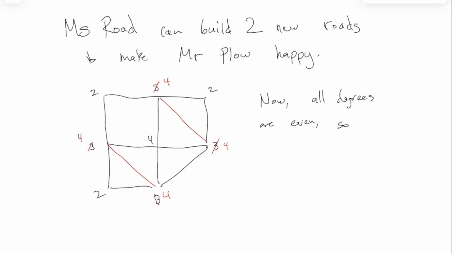So there is an Euler circuit. In other words, now it is possible for the plow to do what he does best. So now Mr. Plow can do it.